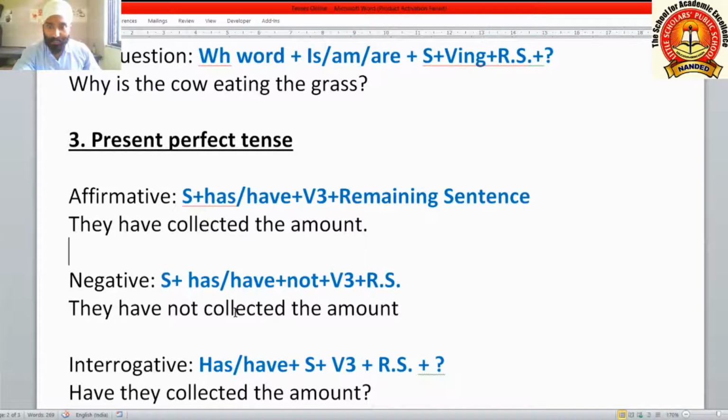Let us see the negative sentence here. Subject plus has, have plus not plus V3 plus remaining sentence. Here after has, have we are using "not". Let us see, they have not collected the amount.